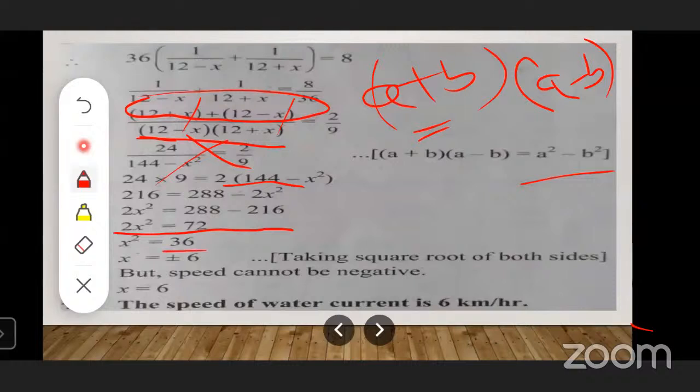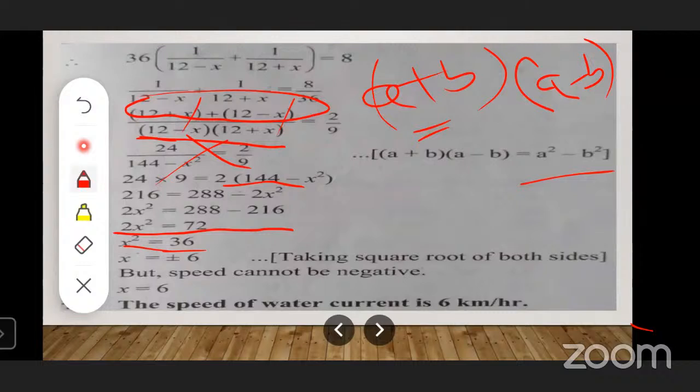36 2s are 72. But you are getting a value of plus minus because you are finding the square root of 36. When you find the square root, you get either a plus or minus value. Again, you are not going to take the negative value. Negative value is an unacceptable value. Why? Because we are finding speed, and speed cannot be negative, right? So let us take x as positive. Let us take speed as positive.